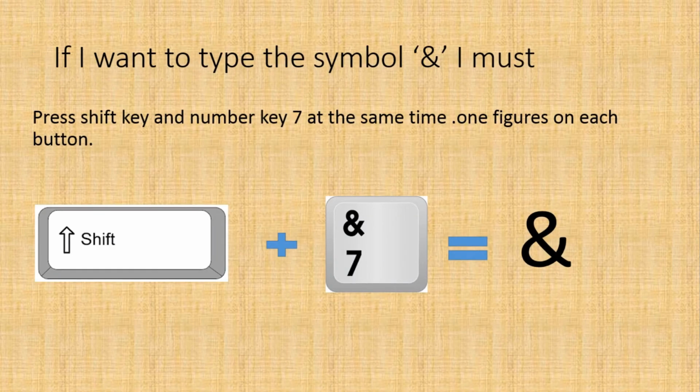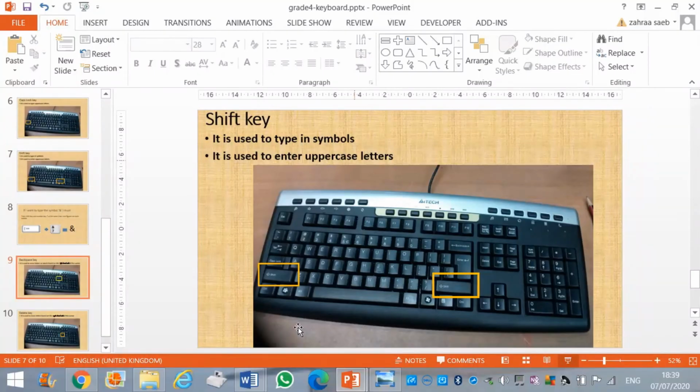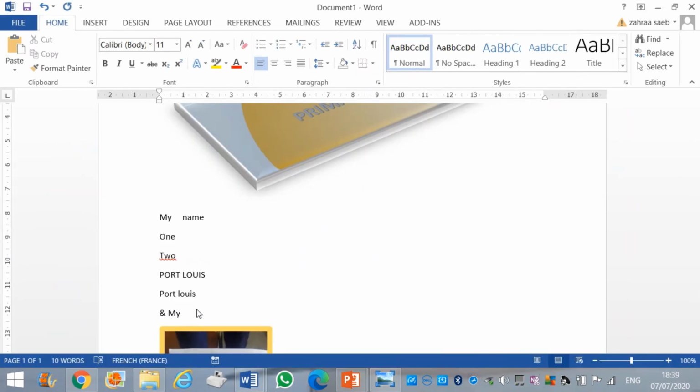This is an example, you can see. Backspace key. The backspace key is used to erase letters or words found on the left hand side of the cursor. This is the backspace key. I will show you how it erases words found on the left hand side. I place my cursor here.